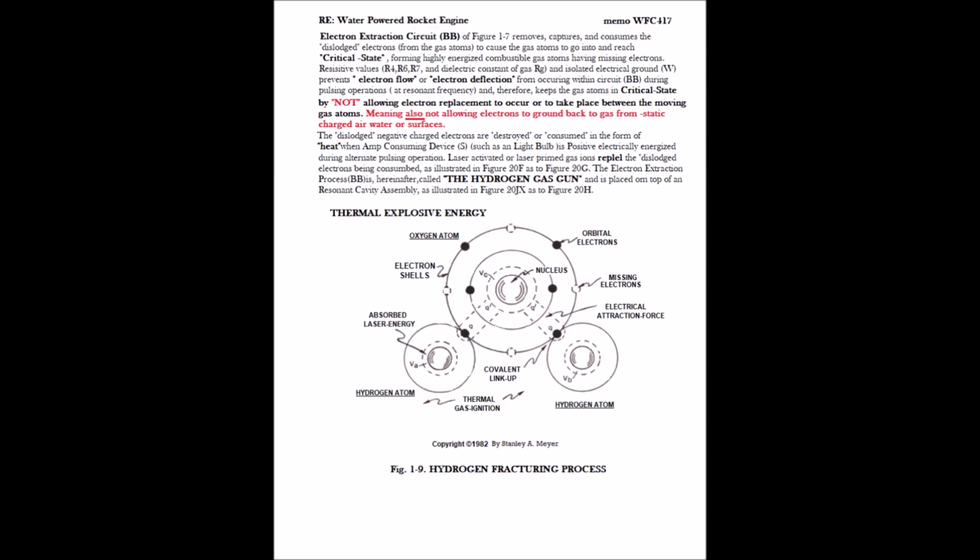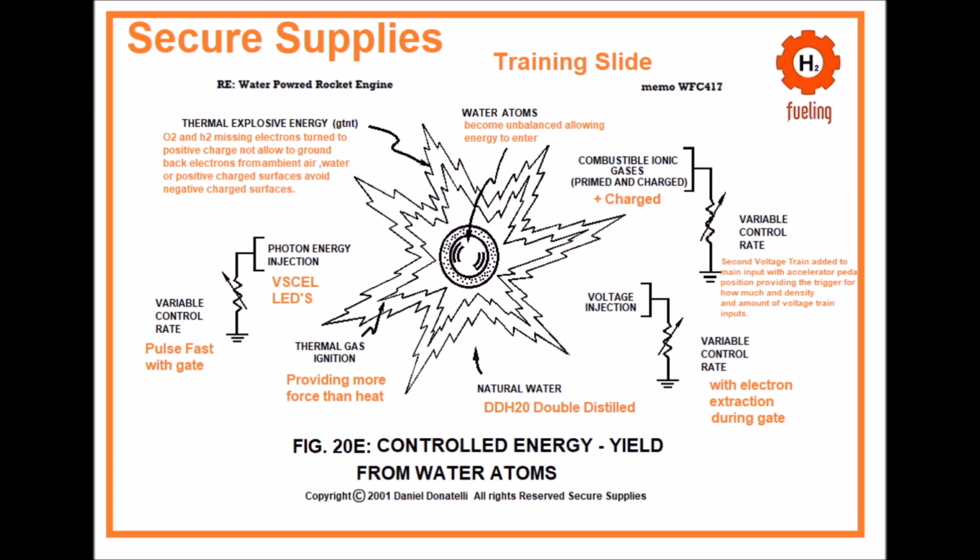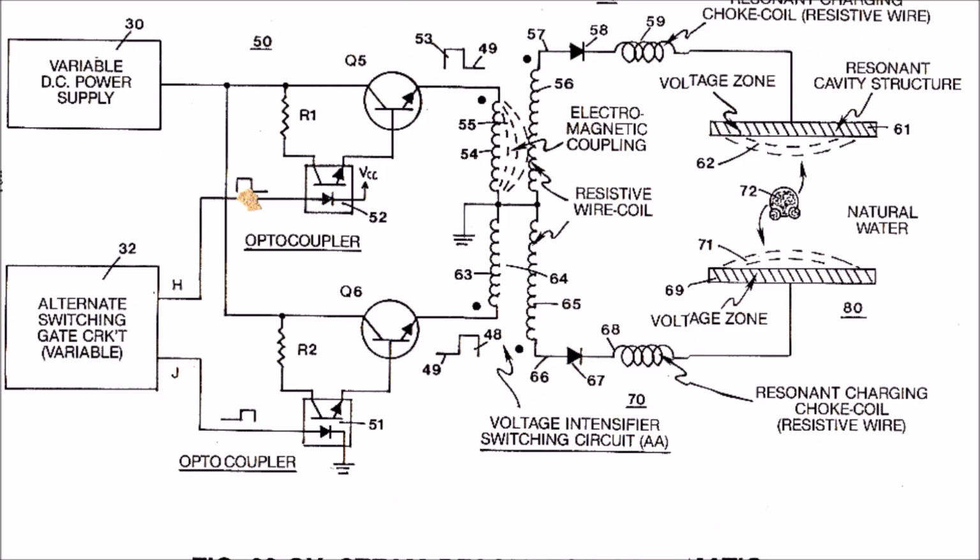Common examples include gasoline, diesel, natural gas, and hydrogen when used in conventional combustion engines. Energy release: the energy is released in the form of heat, which then causes an expansion of gases, performing work in engines or turbines.